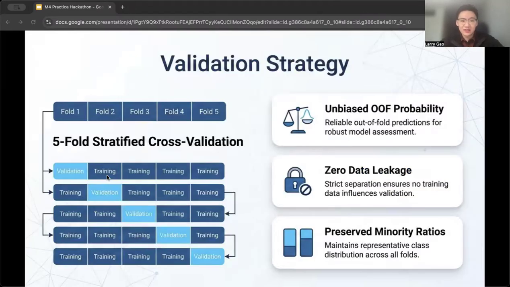So now, let's talk about how we assessed and improved the fit of our classifier. Instead of a simple train-test split, we used stratified five-fold cross-validation. This validation strategy ensured performance stability by giving us an unbiased out-of-fold probability estimate across the entire dataset, preventing data leakage.